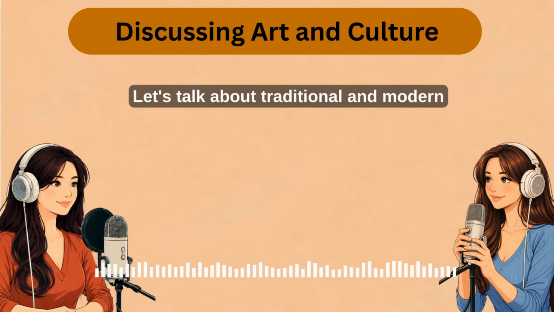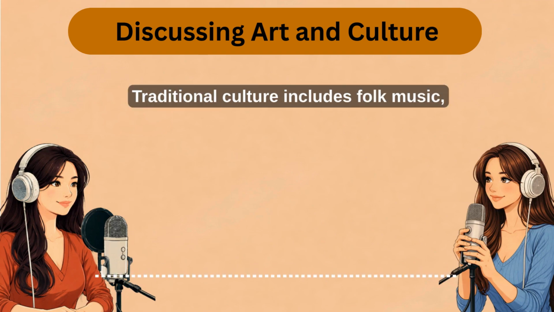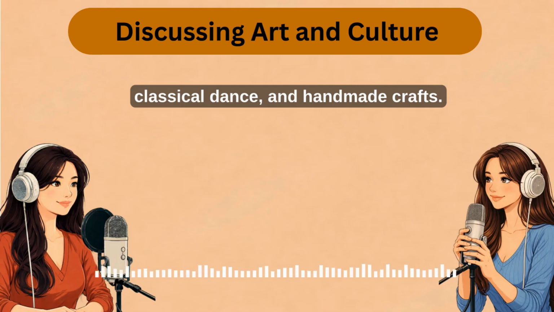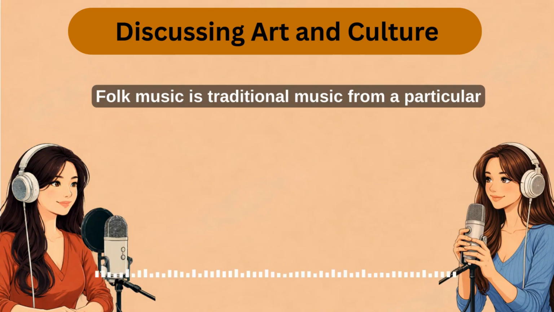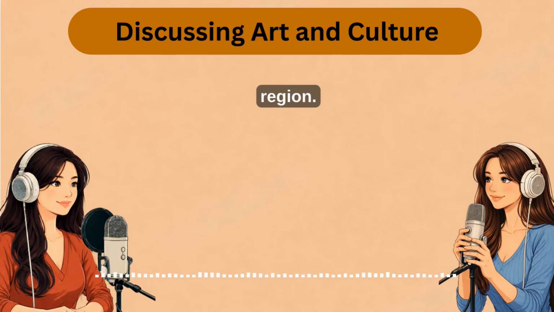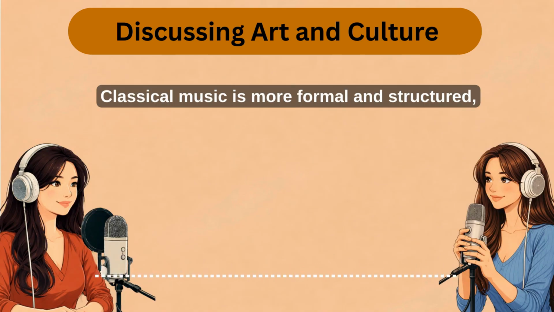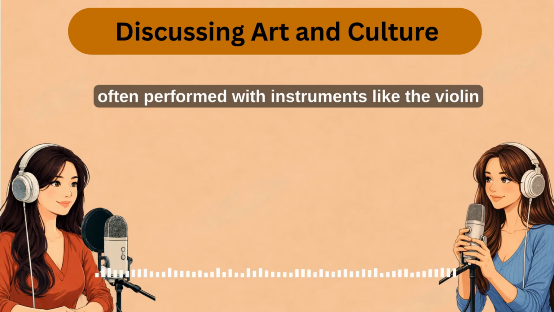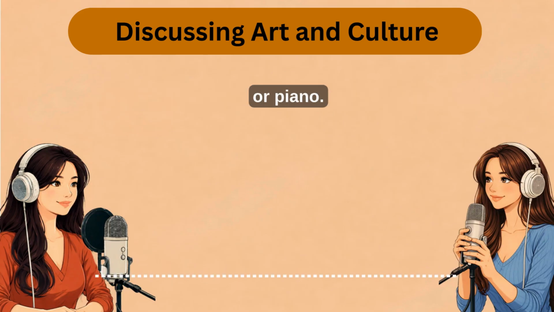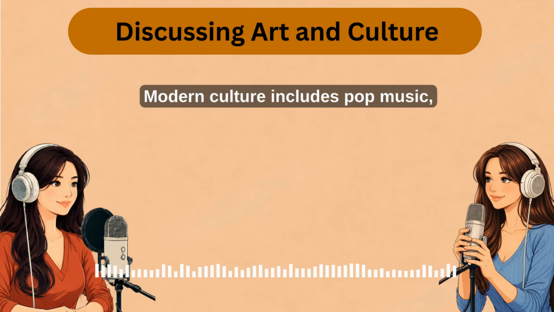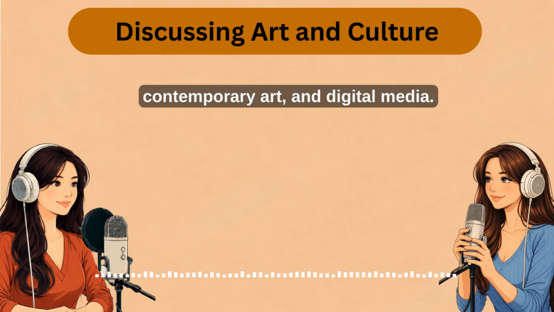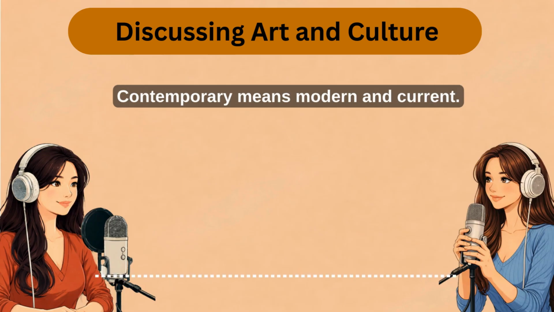Let's talk about traditional and modern culture. Traditional culture includes folk music, classical dance, and handmade crafts. Folk music is traditional music from a particular region. Classical music is more formal and structured, often performed with instruments like the violin or piano. Modern culture includes pop music, contemporary art, and digital media. Contemporary means modern and current.